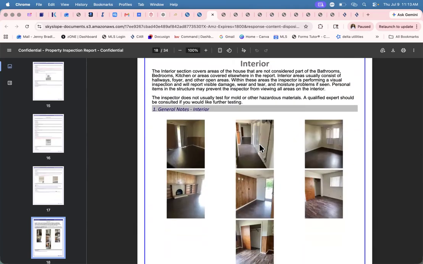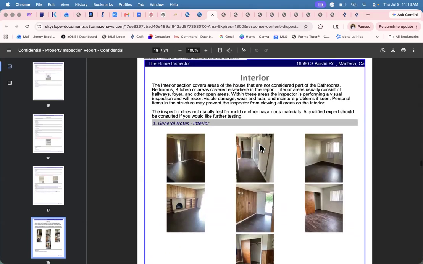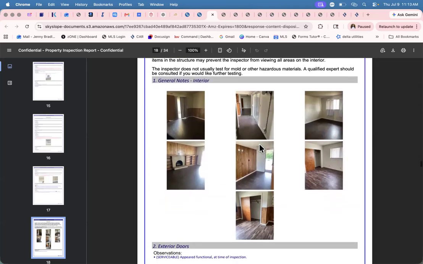Okay, now we get to the interior. Oh my God, if they have a picture of that stupid door, I'll show you guys. Scared the crap out of me. Okay.